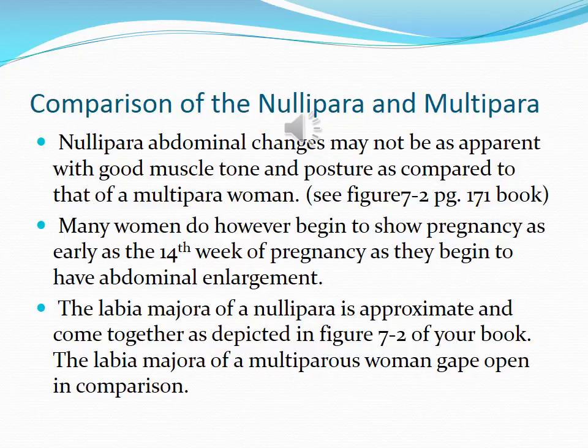Comparison of nullipara and multipara. Nullipara abdominal changes may not be as apparent, with good muscle tone and posture, as compared to that of a multipara woman. Many women do, however, begin to show pregnancy as early as the 14th week as they begin to have abdominal enlargement. The labia majora of a nullipara are approximated and come together as depicted in Figure 7.2 of your textbook, located on page 171. The labia majora of a multiparous woman may gape open in comparison to that of a nullipara. Please look at Figure 7.2, page 171 of your textbook.